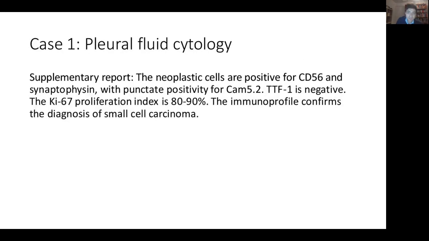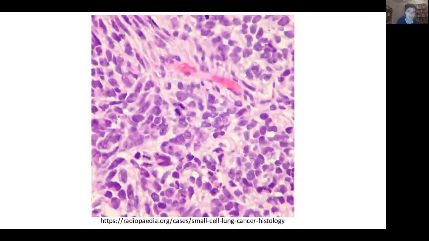Neoplastic cells are positive for CD56 and synaptophysin, with punctate positivity for CAM5.2. TTF1 is negative, Ki67 80 to 90%. The immunoprofile confirms the diagnosis of small cell lung cancer. So it's beautifully wrapped up in a package for you. So we'll talk through what each of those bits mean.